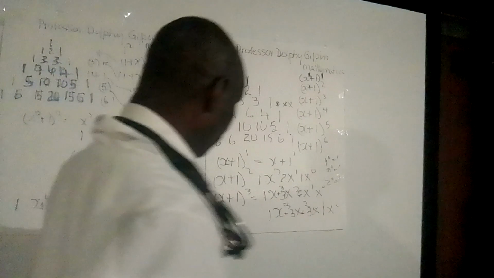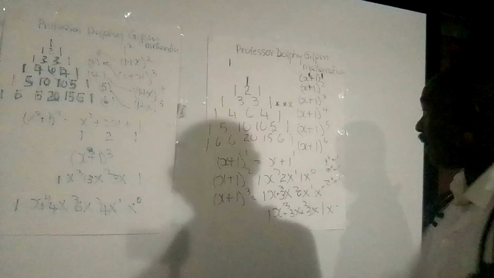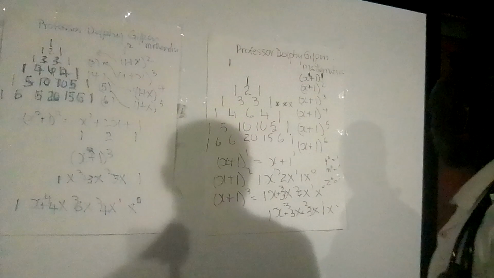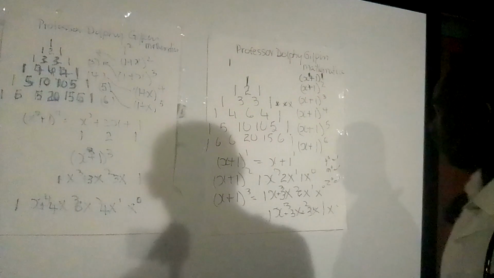And we could build this pyramid as large as possible. So if you want (x + 1) to the 7, (x + 1) to the 8, we use the same principle and supply the coefficients of the corresponding expansion.